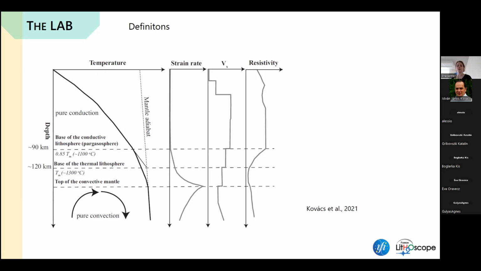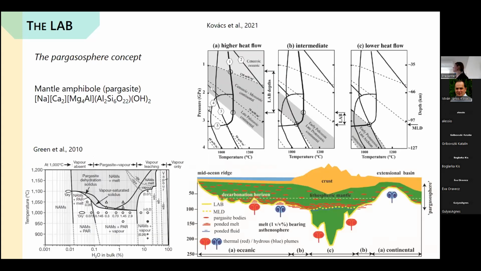This is around 120 kilometer depth, but we can see that some geophysical properties such as seismic wave velocity and resistivity show a decrease at shallower depths already, around 90 kilometer depth, which can be considered as the base of the conductive lithosphere. But this change in these physical properties continues, so it's not a sharp boundary; they continue to change in a depth zone.